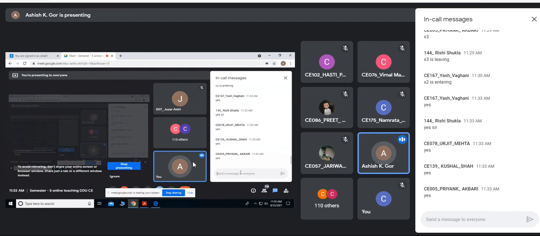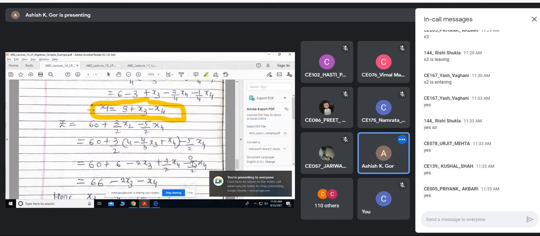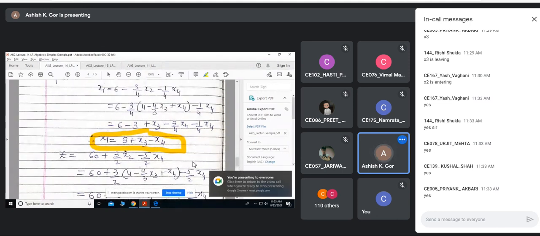I hope others are also getting this, because the tabular method is very much related to this. Unless you understand this, you will not be able to get the tabular one. Okay. So now the last thing.